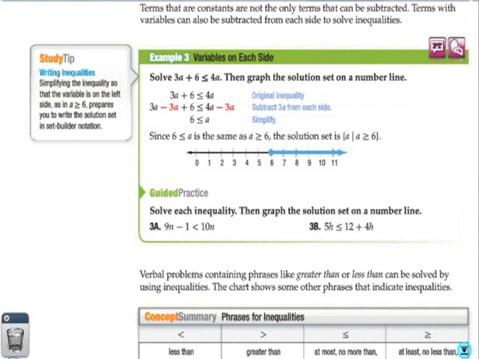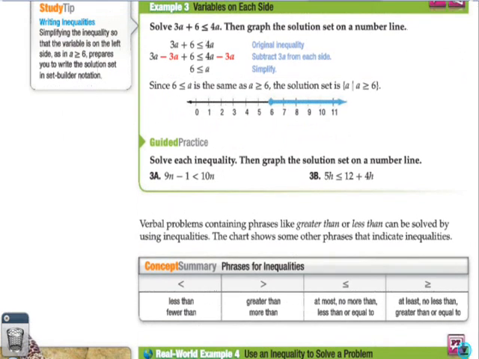All right. Terms that are constants are not the only terms that can be subtracted. Terms with variables can also be subtracted. So if we had variables on both sides, the same rules as when we solve equations apply. We want to get the variables on one side and the constants on the other. In this example, there were a's over here and here, so we subtract 3a from both sides, and we end up with a is greater than or equal to 6.